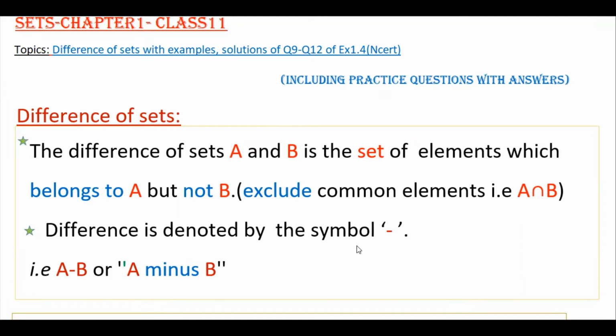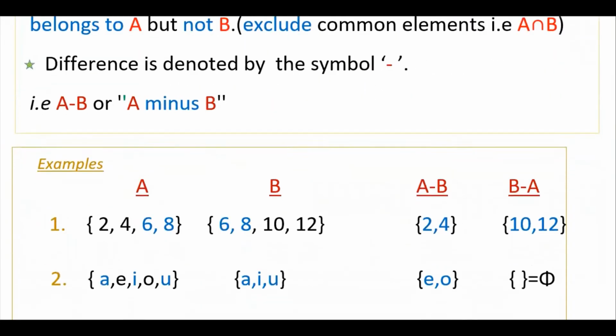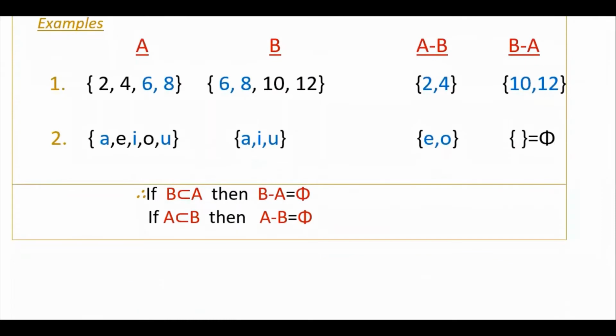Here the difference is denoted by the symbol minus, that is A minus B. For example, in set A the elements are 2, 4, 6, 8, and in set B, 6, 8, 10, 12. A minus B means you have to write only A set elements, excluding the common elements. Here the common elements are 6 and 8. These are A intersection B elements. So you have to exclude the common elements from A. So here A minus B is 2, 4. Only you have to write these two elements.